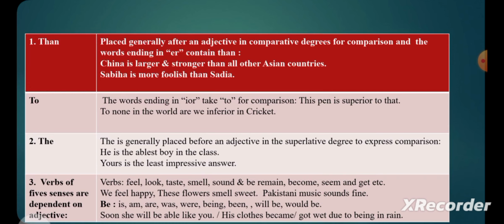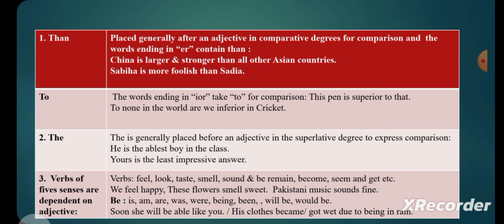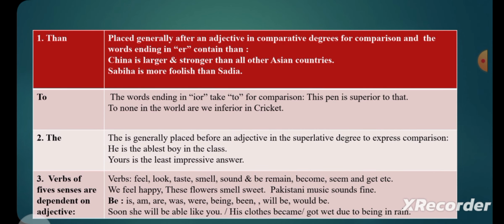Number two is "to". The words ending in -ior or -or take "to" for comparison. For example, this pen is superior to that. To none in the world are we inferior in cricket. And number two is "the". "The" is generally placed before an adjective in the superlative degree to express comparison. For example, he is the ablest boy in the class. Yours is the least impressive answer.